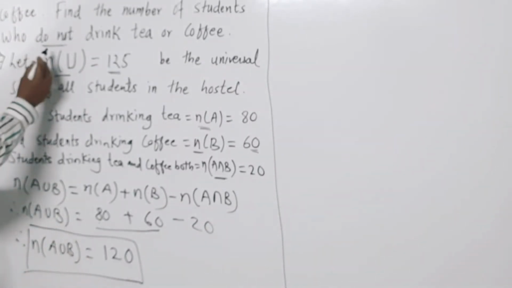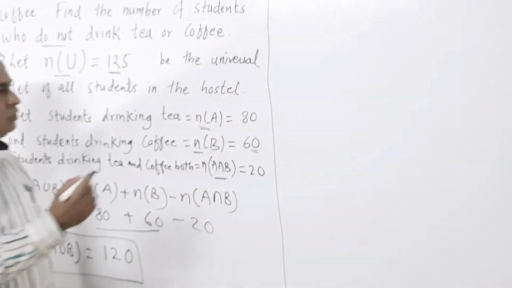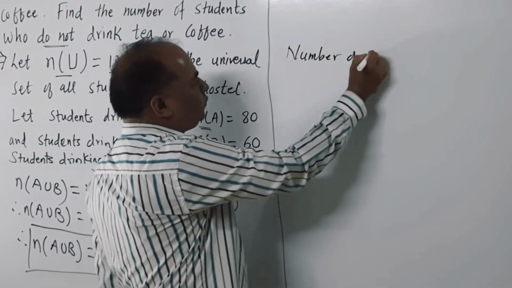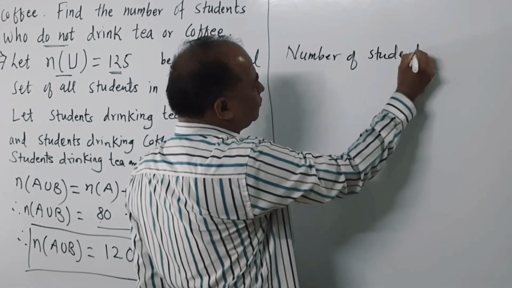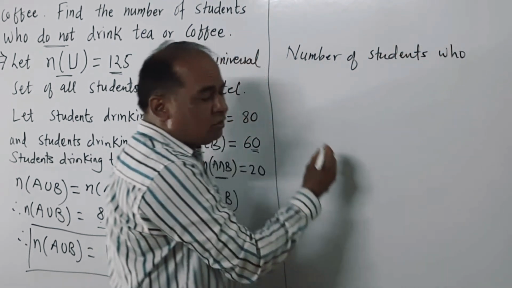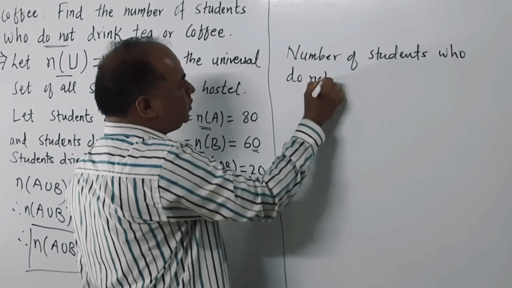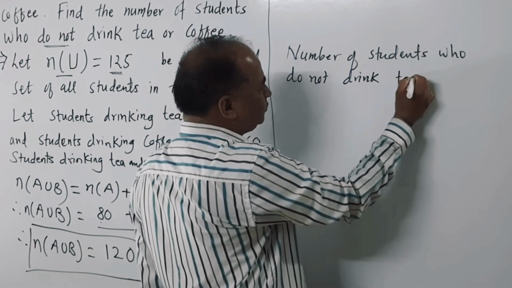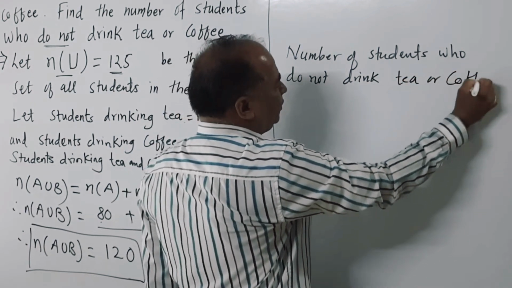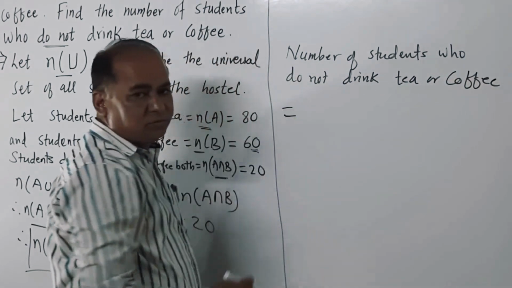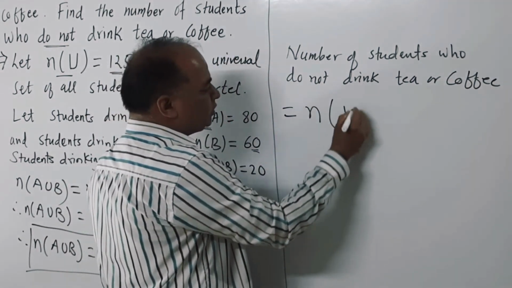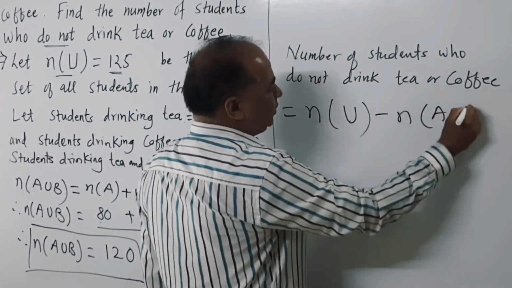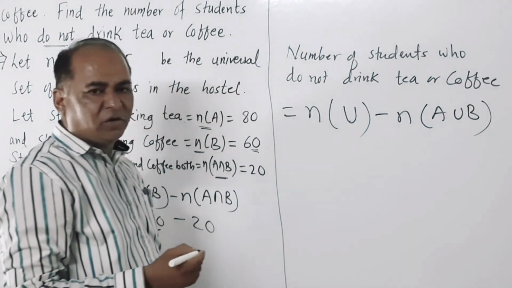So here we have to find the number of students who do not drink tea or coffee. So the number of students who do not drink either tea or coffee is equal to the total number of students, that is the number of students in the universal set, minus the number of students in A union B who drink either tea or coffee or both.